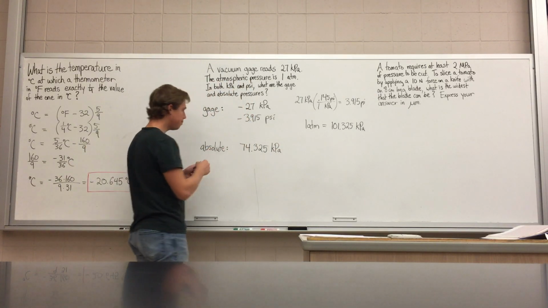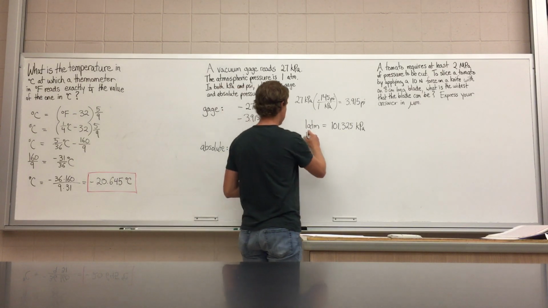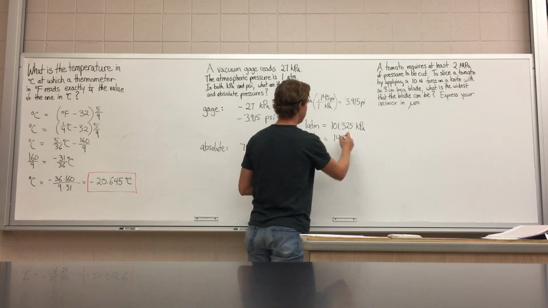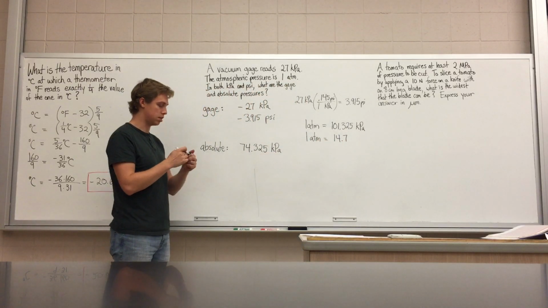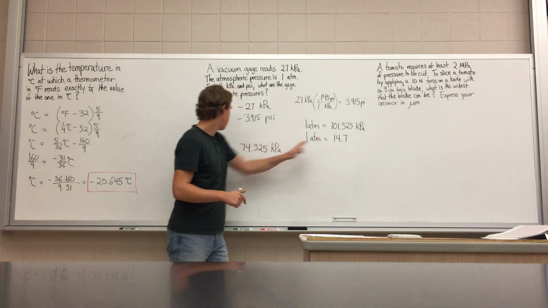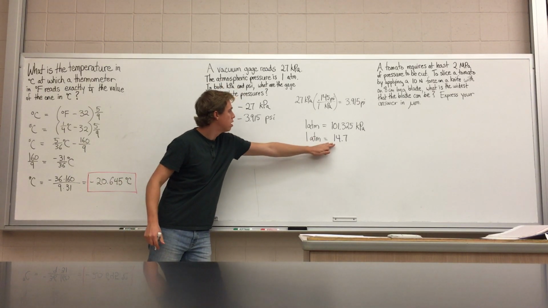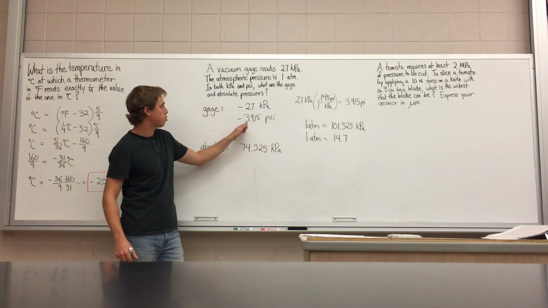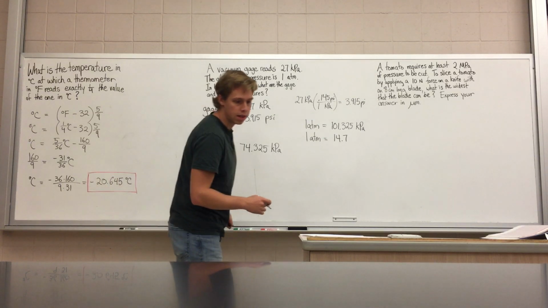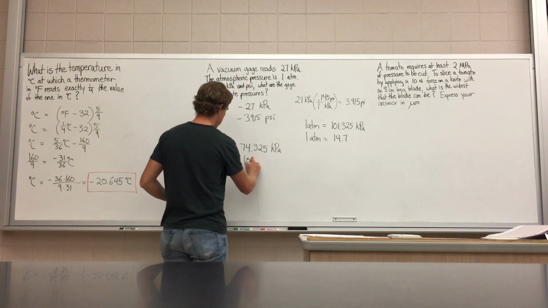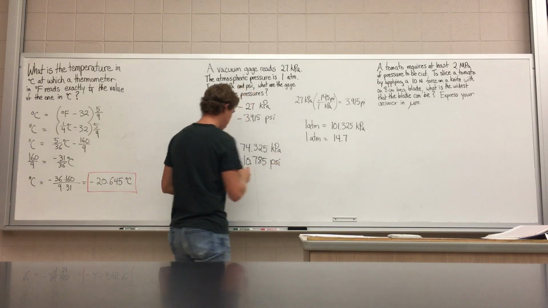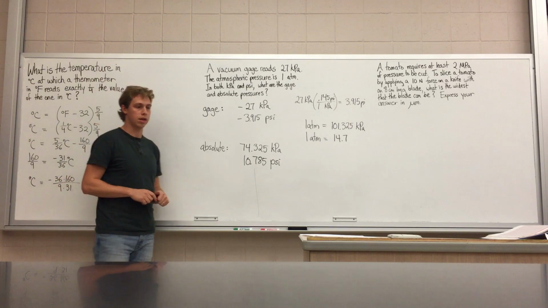And for my PSI, I'm going to remember that 1 atmosphere is about 14.7. It's not exactly, but that approximation is what I can remember. So that will be sufficient on the exam. And to get my absolute, I'm going to subtract the 3.915 from the 14.7, giving me 10.785 PSI. Follow along and check these numbers on your calculator.